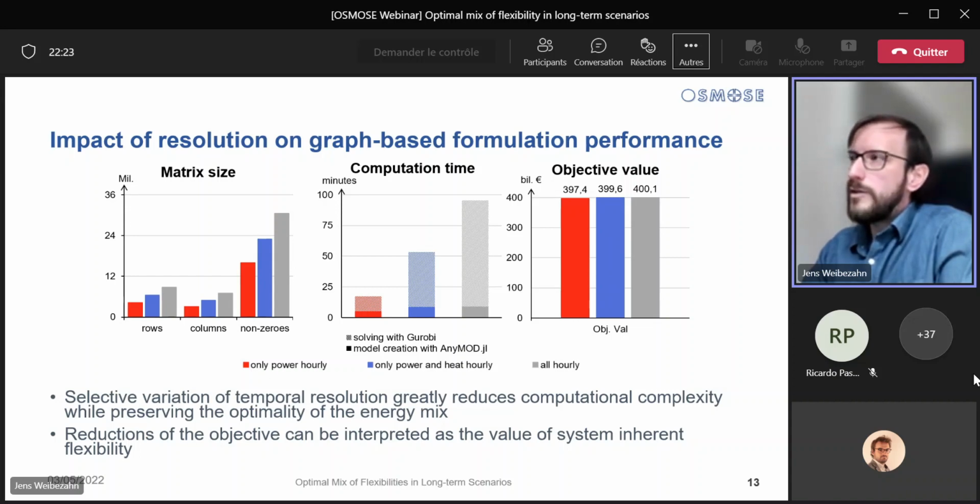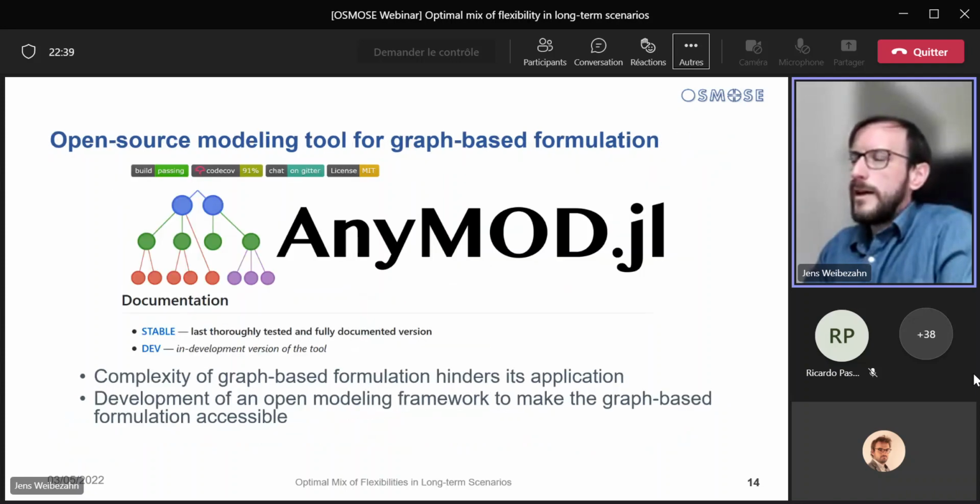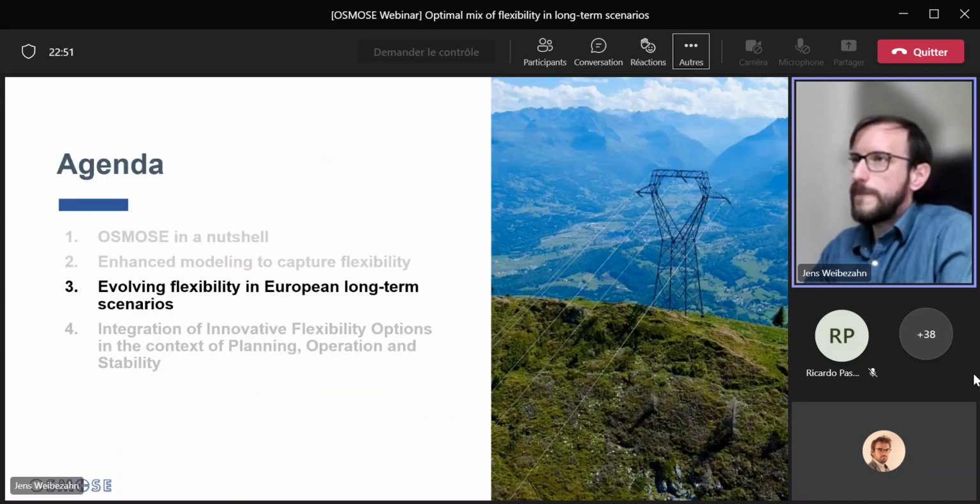while the objective value stays approximately the same, but you can see that it actually goes down a little bit with the less complexity, and this actually shows that there is this inherent flexibility in the systems, which can be interpreted as the lower objective value that we come up with here. The framework is called animod.jl, and it's openly available. You can find it on GitHub, and it can be used, including a lot of data that has been compiled within the OSMOSE project.